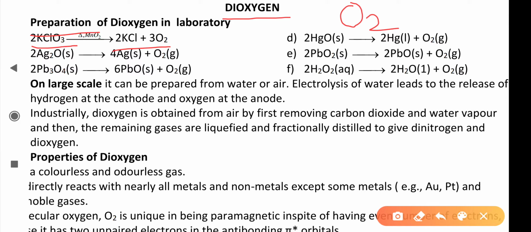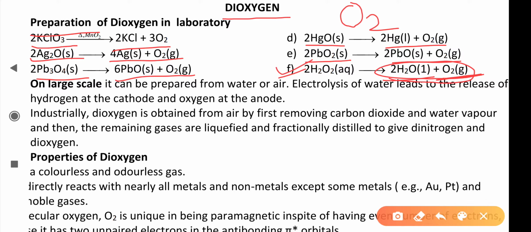Another method for the preparation of oxygen is the thermal decomposition of oxides of metals which are low in the electrochemical series, like Ag2O, lead oxide, mercury oxide. By this decomposition of oxides, we can form oxygen. Then another method is hydrogen peroxide, which is readily decomposed into water and oxygen. This is an important question. Remember this equation. When hydrogen peroxide is decomposed, it forms H2O and oxygen.